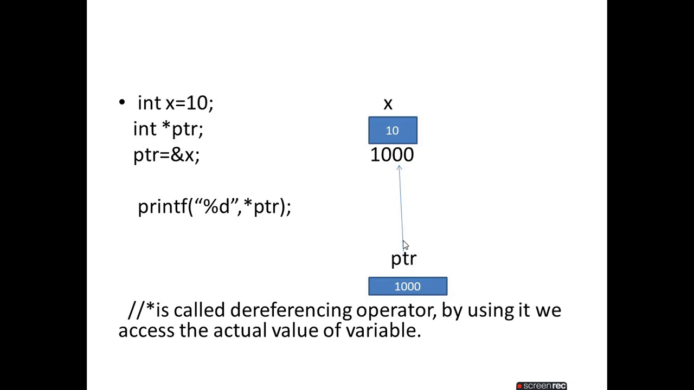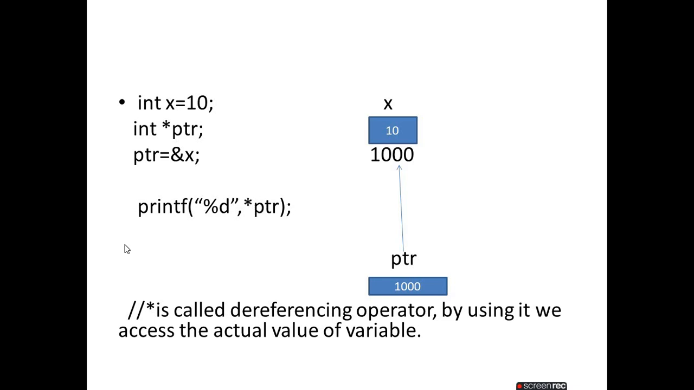The role of the pointer is just pointing to a memory address. Here ptr's current value is 1000, pointing to this memory address. But as ptr is a variable, obviously it has its own memory address. Here I will not show you the memory address of ptr, but as ptr is a variable, it must have a memory address. Now, if we print percentage d of star ptr.